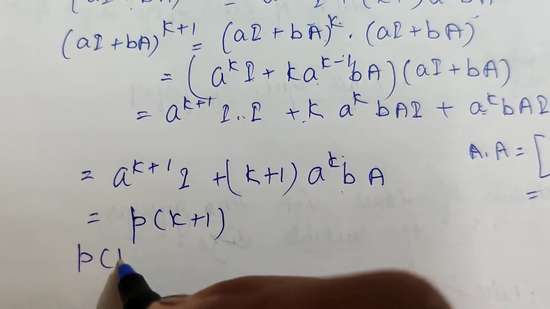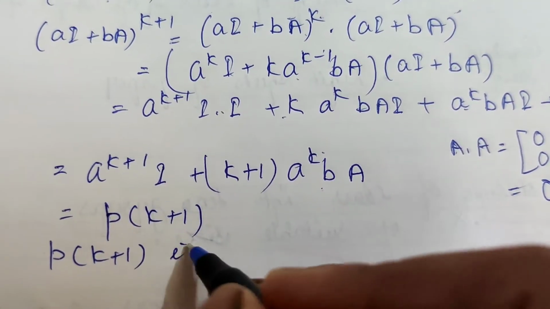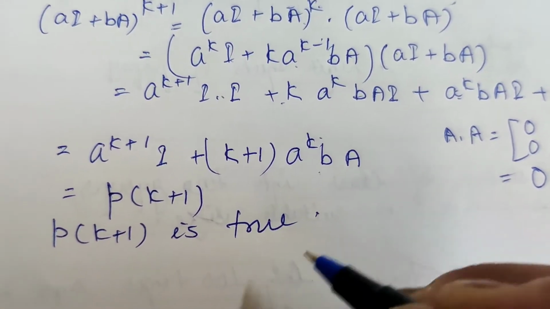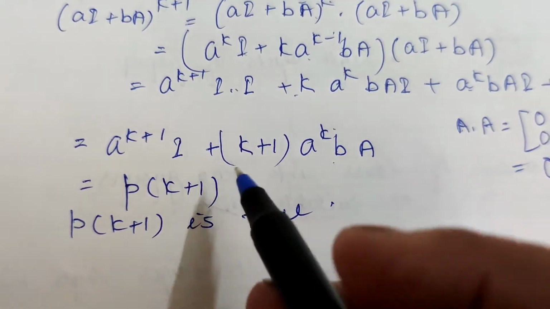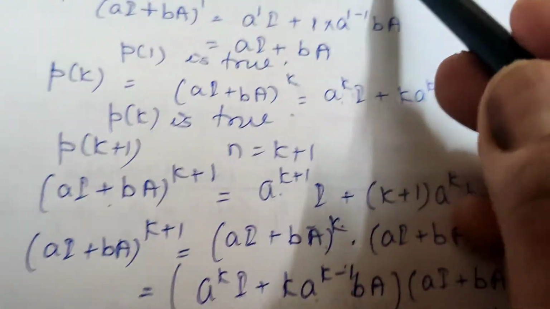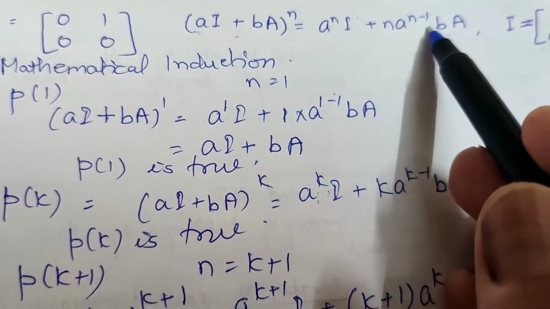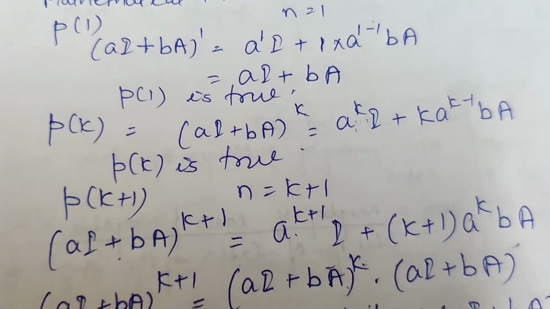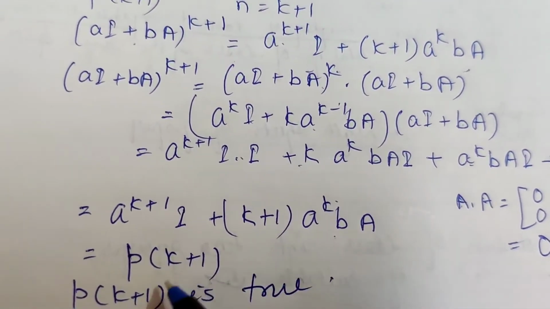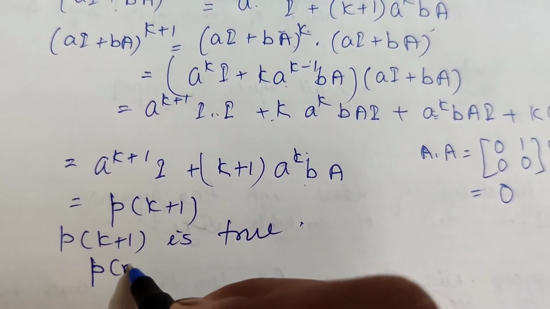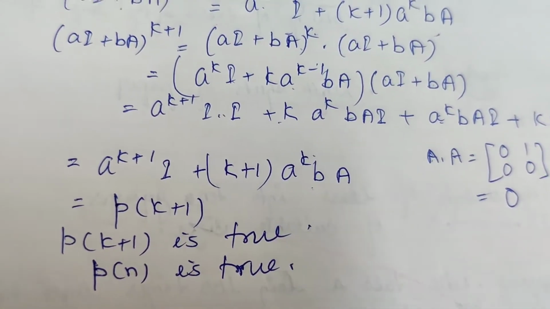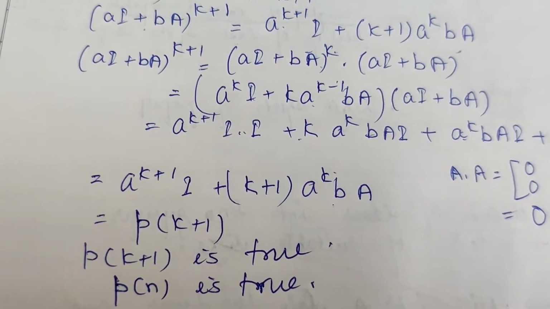It means P(k+1) is true for all values. It means the given result is true for all the values of n. Okay, this result is true for all the values of n. It means Pn is true for all values of n. Now the question number 2.